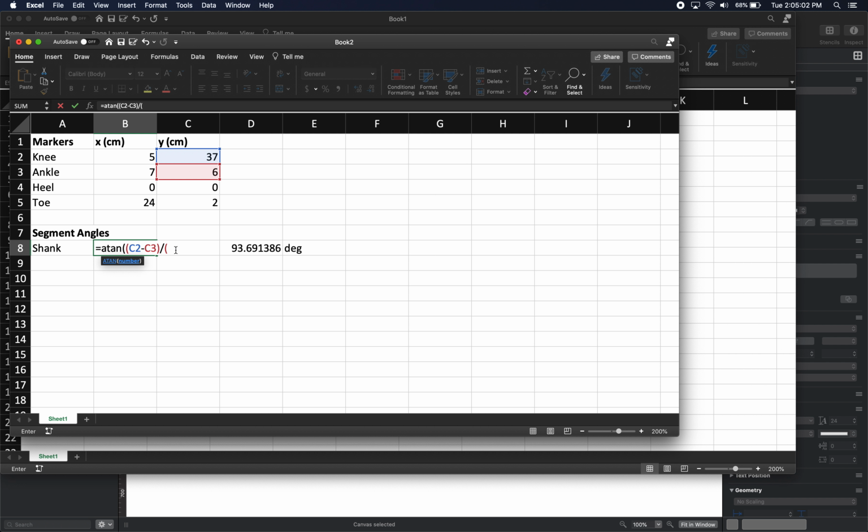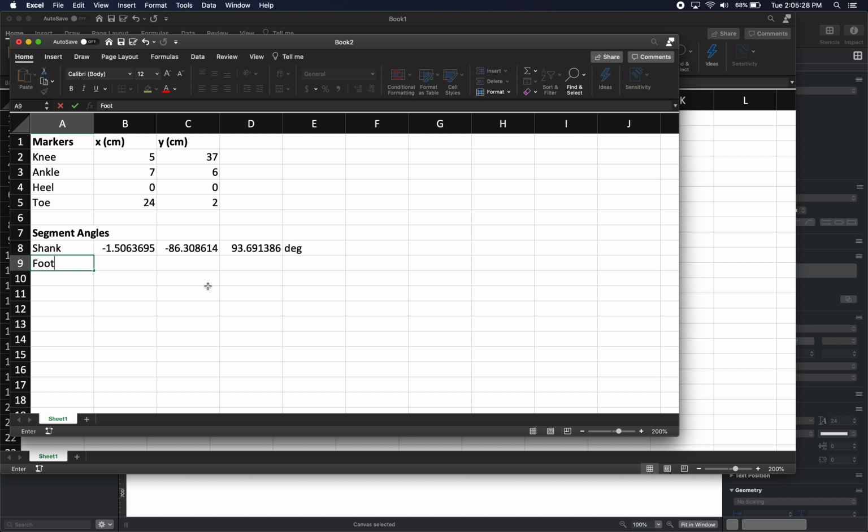And then on the bottom, I also need to divide by the difference in x positions, knee minus ankle instead of ankle minus knee. And there I still get that same result, right? I still got the 94 degrees that I got last time. So it doesn't matter if you do knee minus ankle or ankle minus knee, as long as you do them both in that order in the numerator and the denominator of calculating that angle.